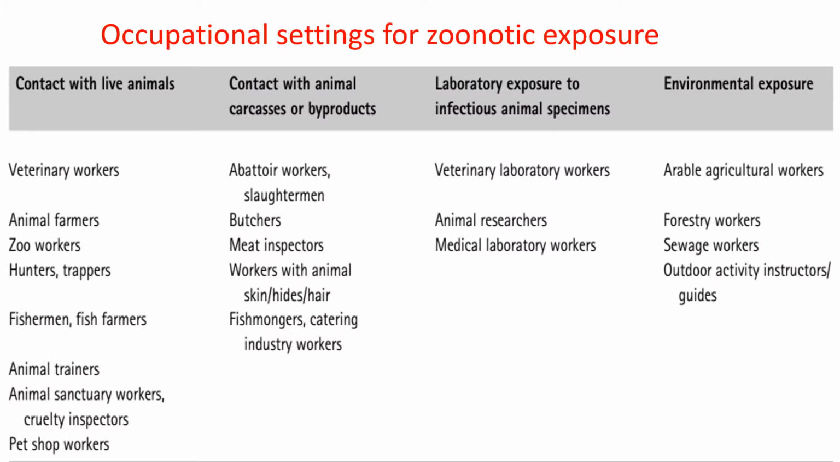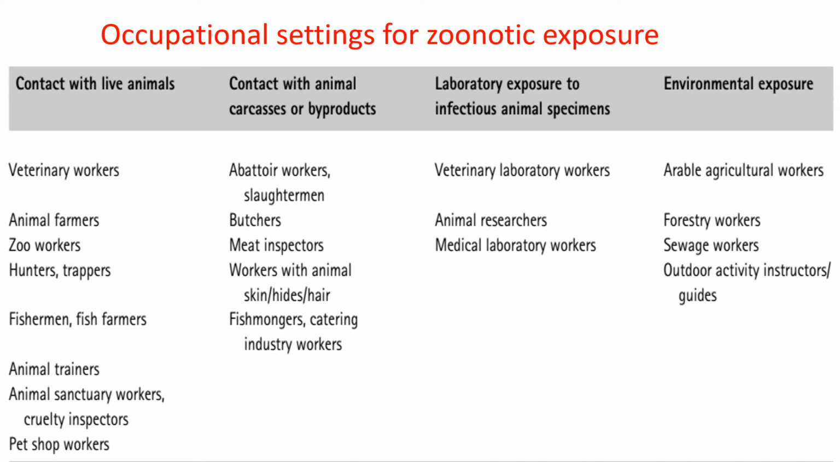Occupational settings for zoonotic exposure. First, contact with live animals. This is among veterinary workers, animal farmers, zoo workers, hunters, trappers, fishermen, fish farmers, animal trainers, animal sanctuary workers, cruelty inspectors, and pet shop workers. These are in contact with live animals.